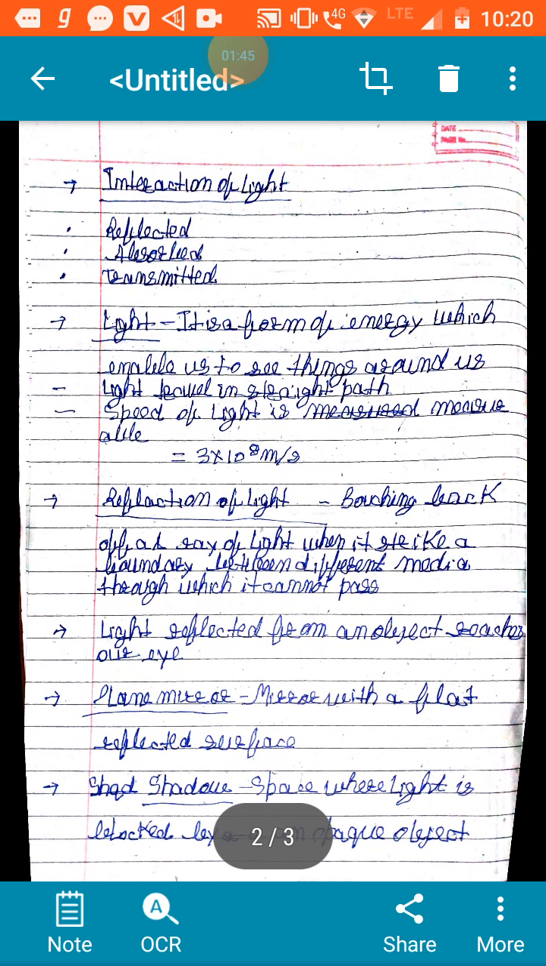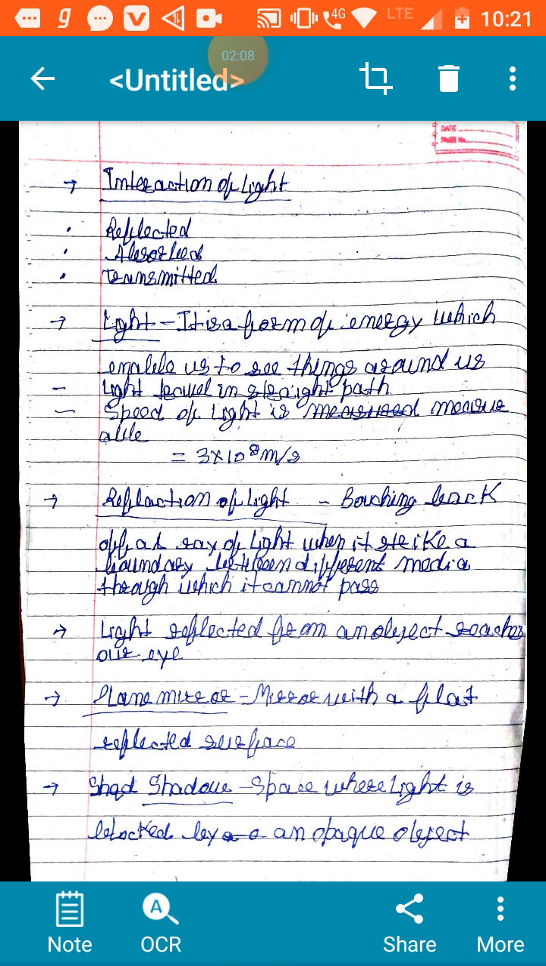Reflection of light: light can be reflected, absorbed, and transmitted. Light definition: light is a form of energy which enables us to see things around us. Light travels in a straight line.